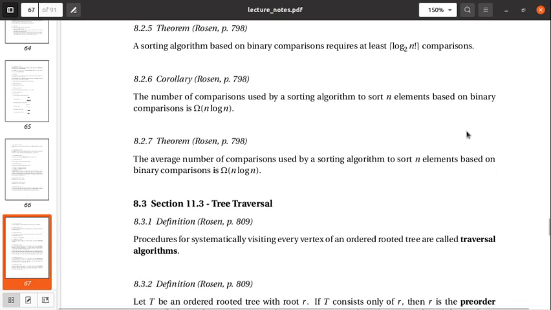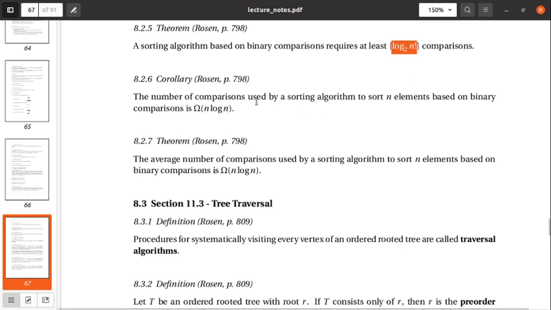Okay, so the theorem. A sorting algorithm based on binary comparisons requires at least log base 2 of n factorial comparisons. And so earlier in the semester we looked at a lower bound for log base 2 of n factorial. And we said that such a thing would be bounded below, right, is big omega of n log n. Right? So we can say that no algorithm which solves something using binary comparisons on a set of n items can have fewer than this many comparisons, which is what our sorting algorithms do.